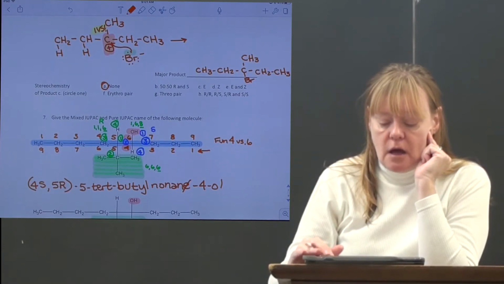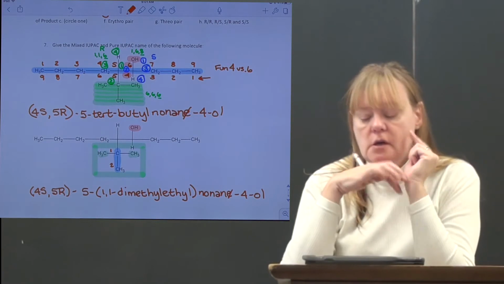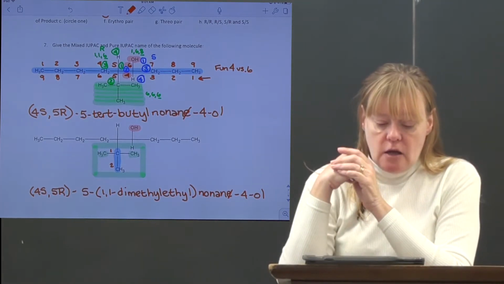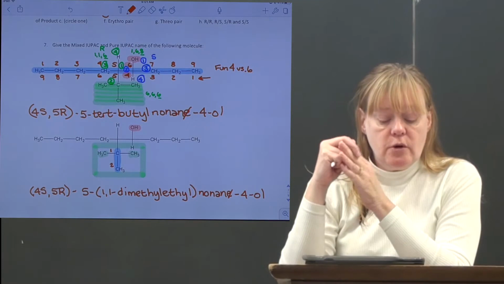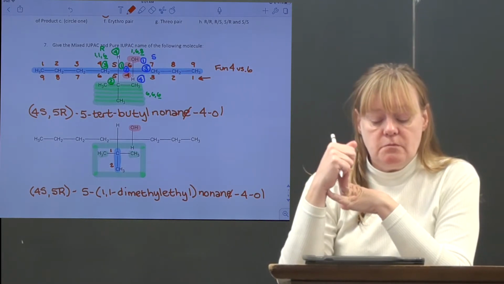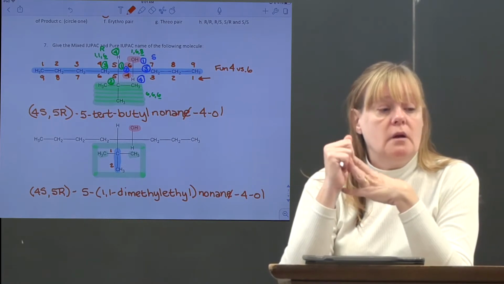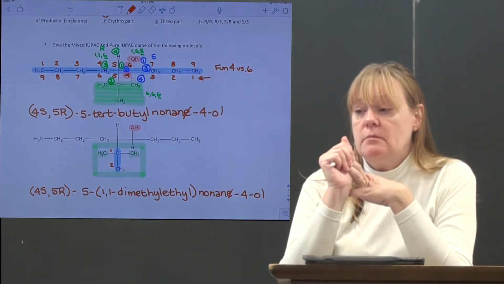All right. I have the mixed IUPAC and the pure IUPAC switched in order. So the mixed IUPAC, no I don't. I did it okay. Never mind. 4S, 5R, 5-tert-butyl, nonane, 4-ol. Anything where you have questions about where I came up with that from?